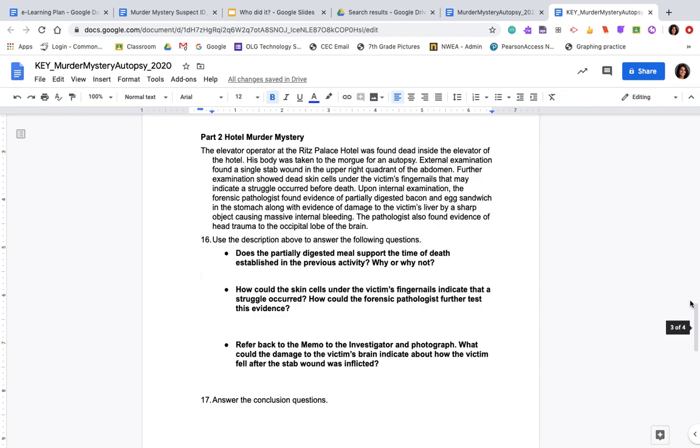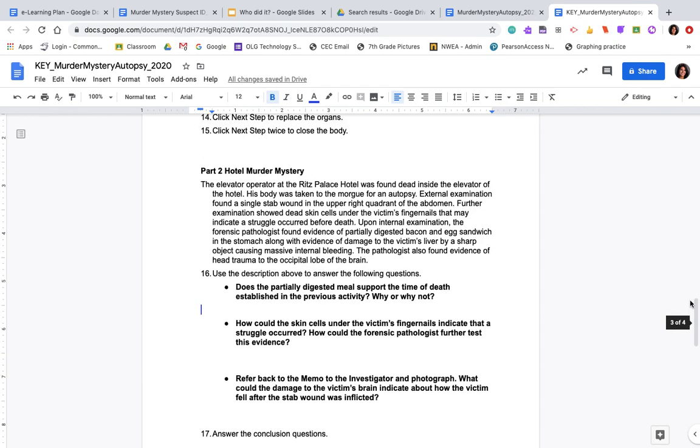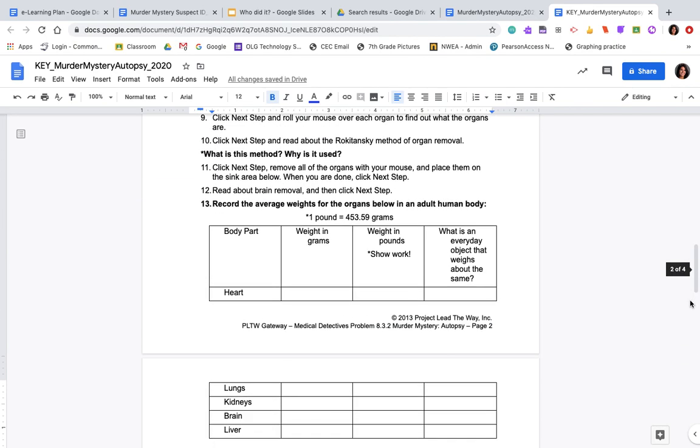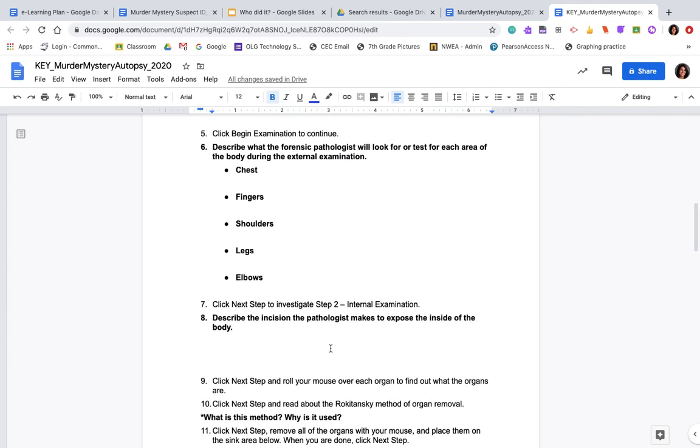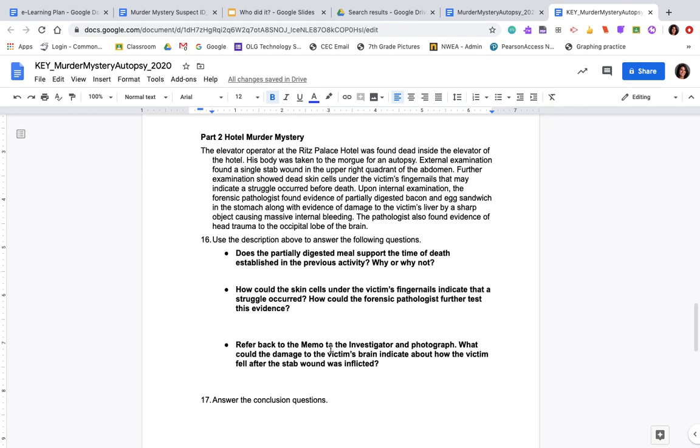Hi, 7th grade. Today, I want to start by going through the second part of your autopsy report. The first part was pretty self explanatory. It was just copying things that you read about. But this part took a little more analysis. So I just want to make sure that you understood what was found in the autopsy.